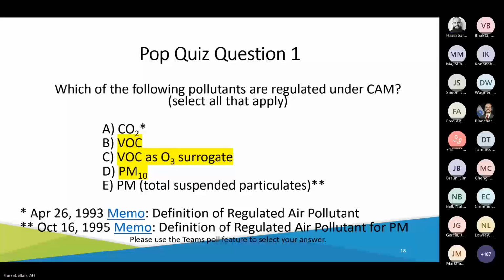of why the answers are B, C, and D, and so on. I won't open these memos, but the links are there for you. To summarize what the memos say, the gist is that the PM emission limits are included in the NSPS as surrogates for PM10. That doesn't make PM a regulated air pollutant under the CAM definitions. And for the purposes of CAM, based on Part 64 and Part 70, PM is not a regulated air pollutant.